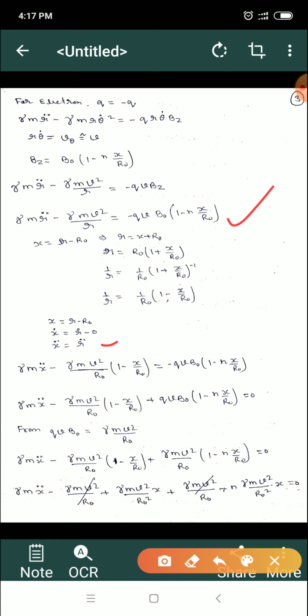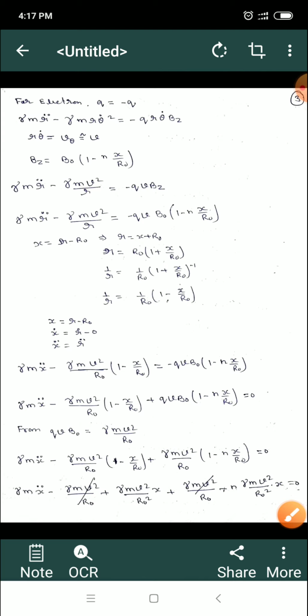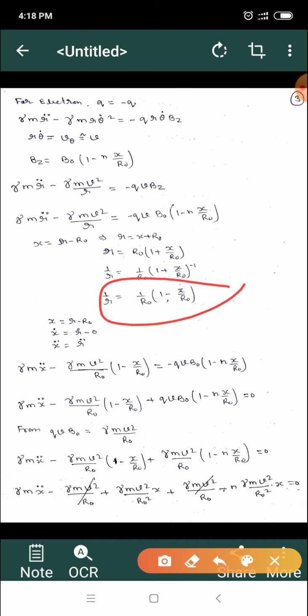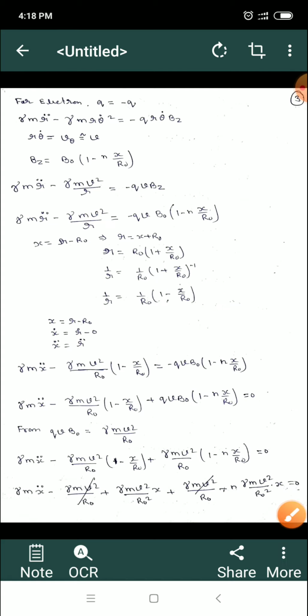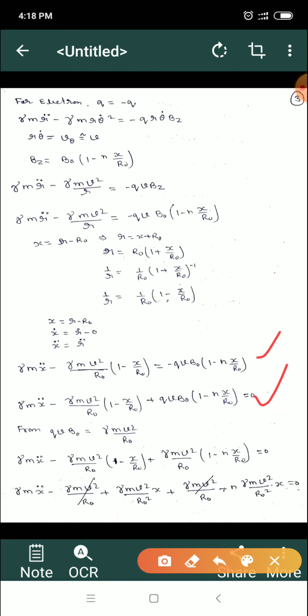This equation of motion will become gamma m x double dot minus gamma m v square upon capital R0 times (1 minus x upon r0). What I have done is substituted the value of 1 upon r in place of 1 upon r. That will be equal to minus q v B0 times (1 minus n x upon capital R0). If we solve it, we will get this equation. Just straightforward, I have taken the right hand side quantity to the left hand side.